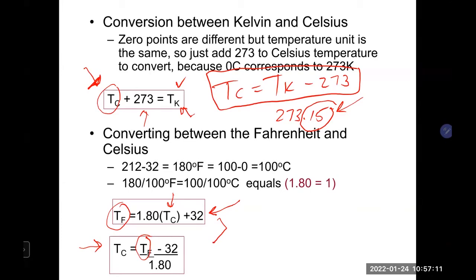Now, if you need to go from Celsius to Kelvin, or from Fahrenheit to Kelvin, you've got to go Fahrenheit to Celsius, Celsius to Kelvin, and vice versa, obviously, if you're going back and forth.